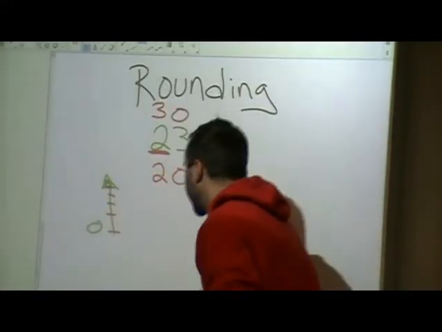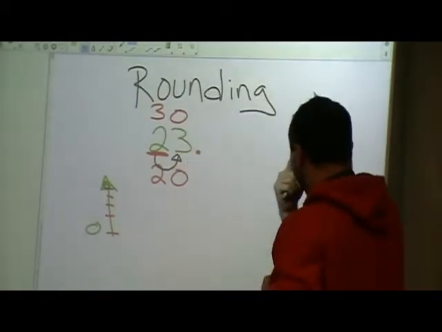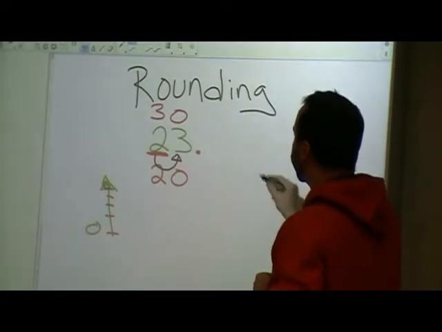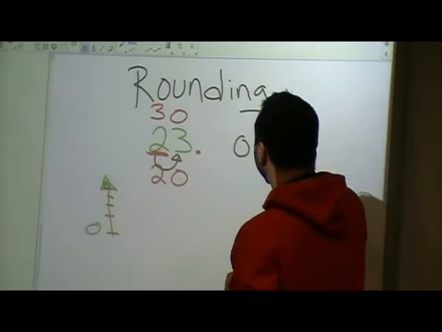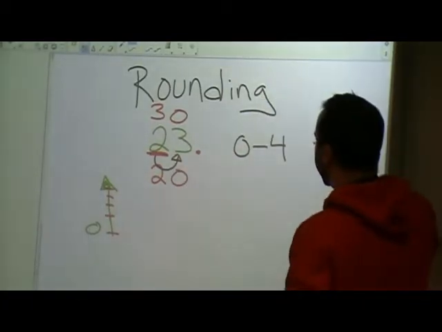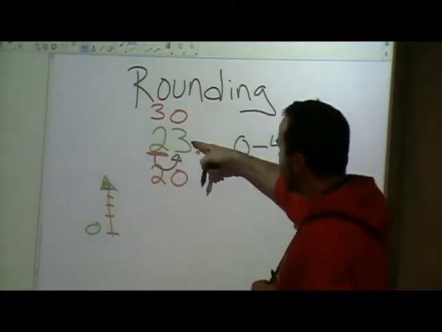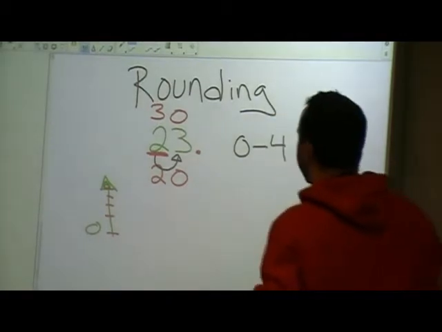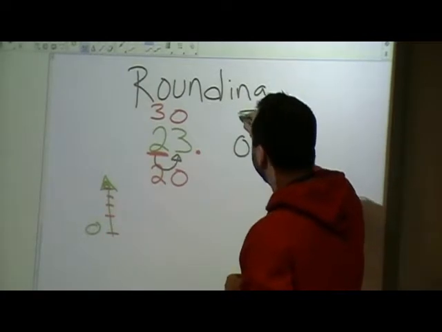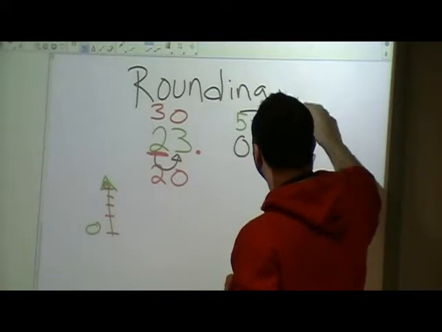When we're rounding, we take a look at the number to the right, and we decide, is it going to round down to 20 or up to 30? Okay, if it's between 0 and 4, our number directly to the right, then we're going to round down. Okay, so it would go down to 20. If our number is between 5 and 9, we are going to round up to 30.